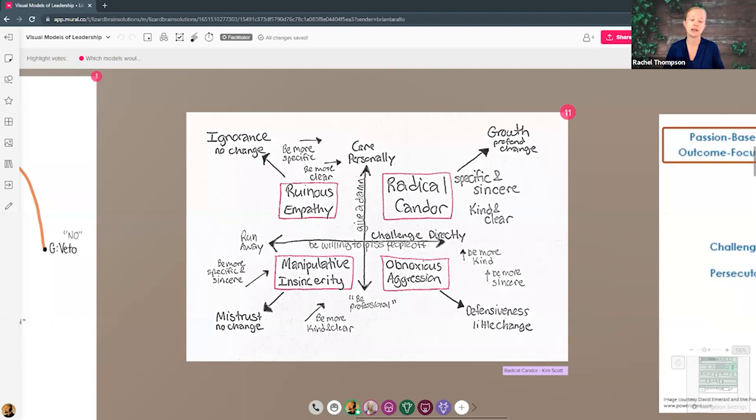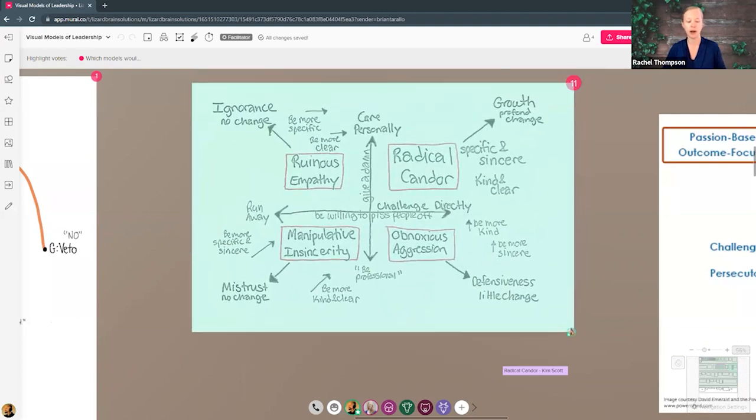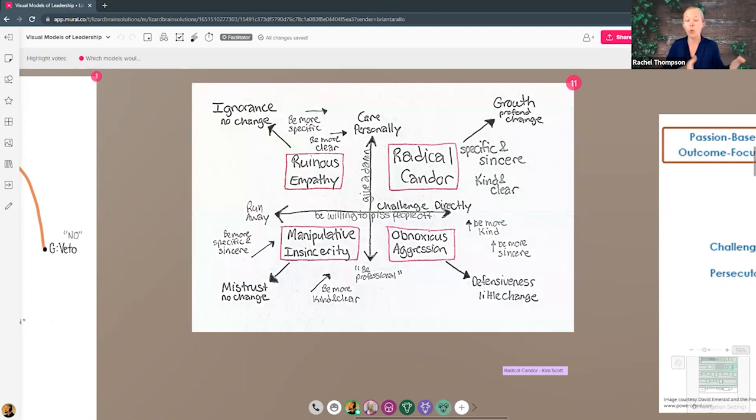Obnoxious aggression is kind of the asshole quadrant, I would say. That might look like yelling across the room in front of people, hey, you have food in your teeth. It might be helpful, but it's not particularly nice or kind. Manipulative insincerity is quiet like ruinous empathy, but there's just no caring. And I like the 'hear this, be professional' at the bottom, because a lot of cultures might say that being professional means not caring personally.